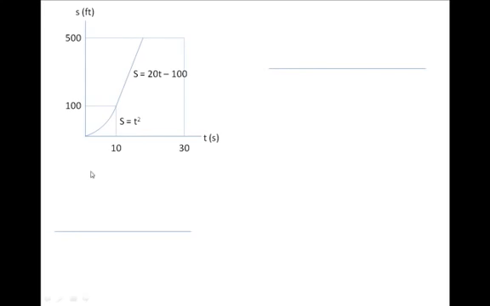So let's go about it like this. Let's look at the first 10 seconds. In this, s is equal to t square. So differentiate it, you get velocity v as 2t. So your v-t graph up to 10 seconds is 2t. Let's do the same thing from 10 to 30. s is equal to 20t minus 100. So if you differentiate, you get velocity as 20, constant. So your v-t graph in the portion 10 to 30 is 20.